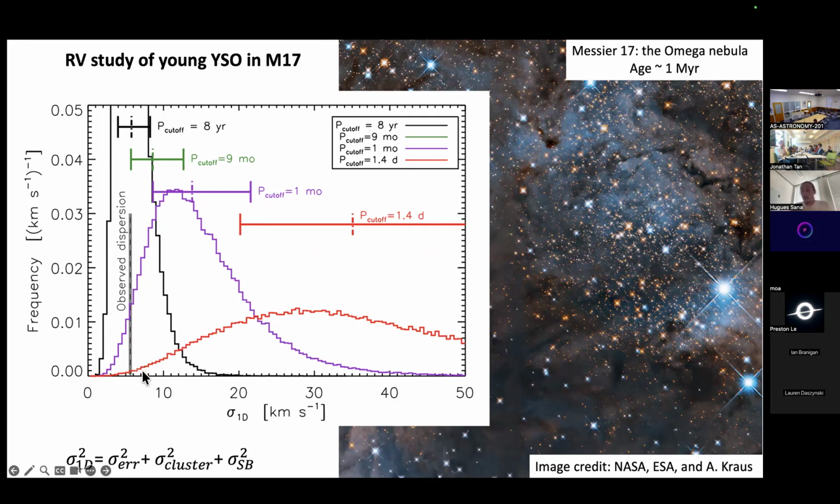So what we actually observed in M17 is this black one here. The observed distribution is of the order of 5 kilometers per second. And this is directly telling us that there are no short period binaries in this system. So the only population for which you can measure binaries that are of the order of 1 million years old, what you do find actually is that there are no short period binaries. Of course, you can say, oh, but that's because there are no binaries at all.